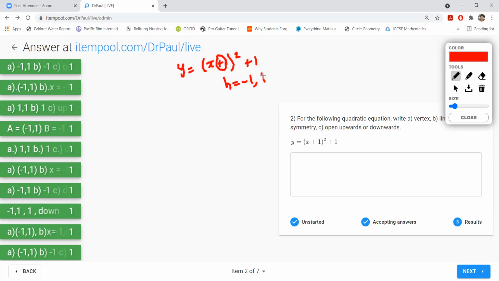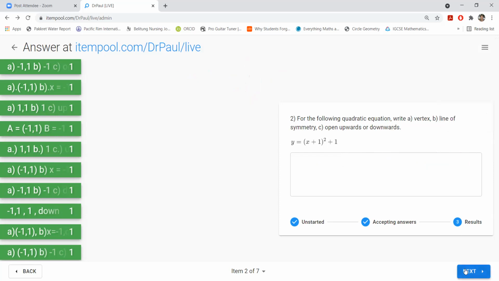So your vertex should be -1, 1. So your line of symmetry is x equals this number, the h value. So x equals -1, and this opens up. It should be opens up. Okay, so it opens up, that one.